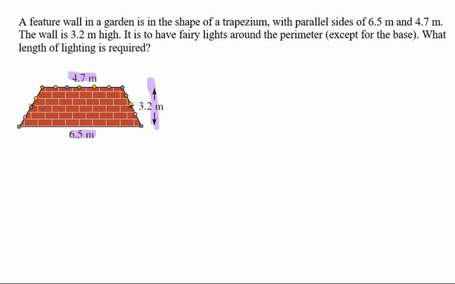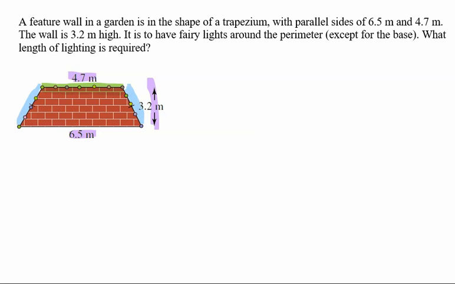It is to have fairy lights around the perimeter, except for the base. What length of lighting is required? So we've got quite a bit of information here. We know the length of the top side, where there will be fairy lights, but we don't know the length of these two slanted sides that also need fairy lights. So we've got a little bit of calculating to do.